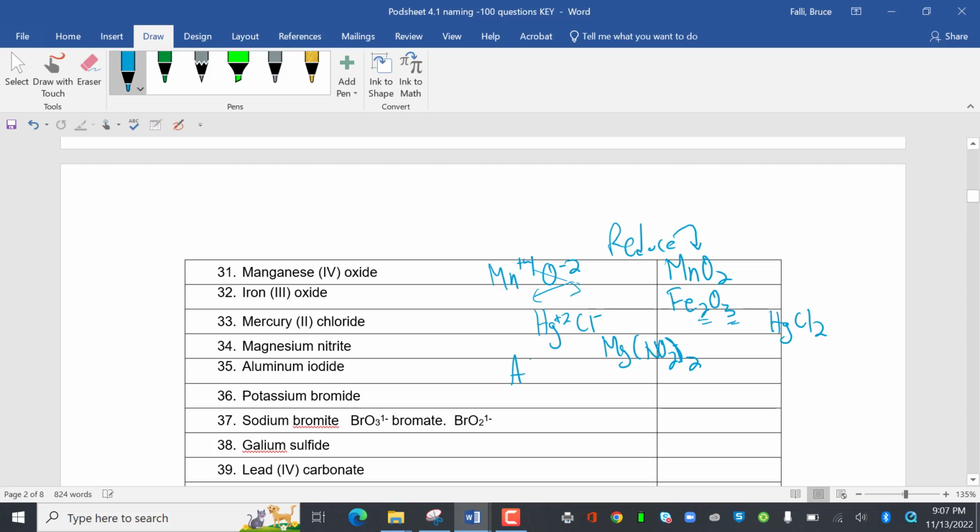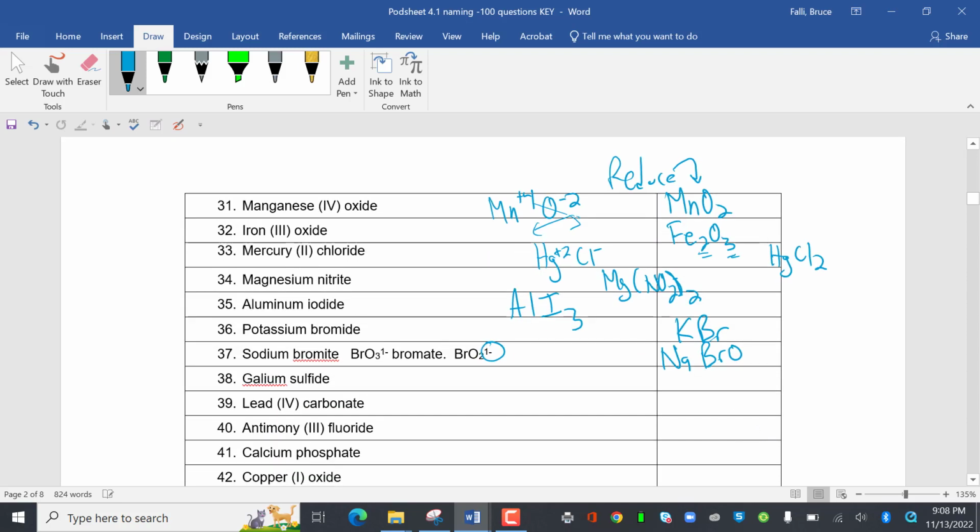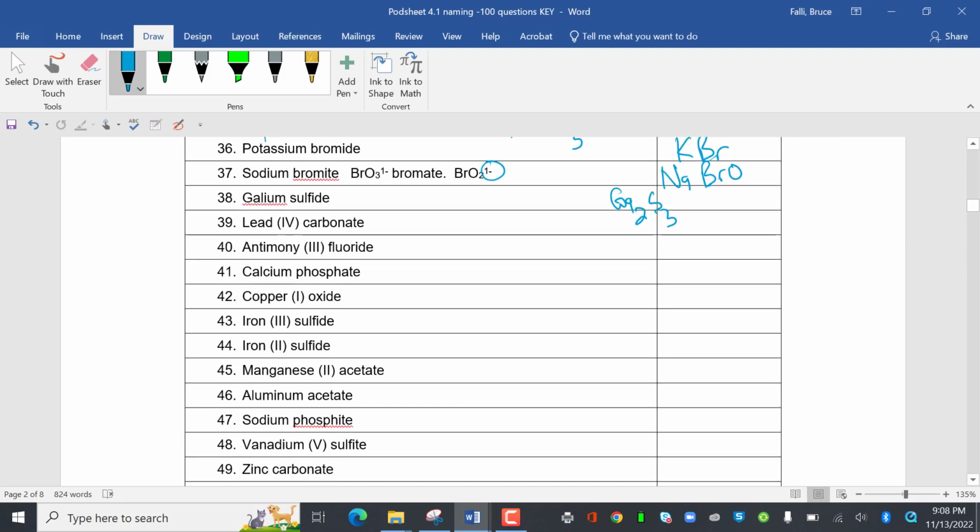Aluminum iodide, AlI3. Potassium bromide, KBr. Their charges are the same. Sodium bromide, NaBr. Notice the charge is 1. Gallium, misspelled, there's 2 L's in gallium. Sulfide, Ga2S3. Get rid of my floating 2 here. Move it all the way up.